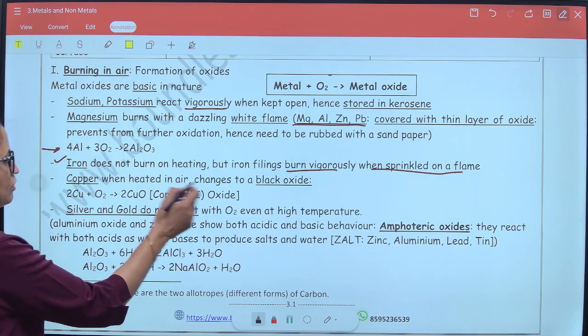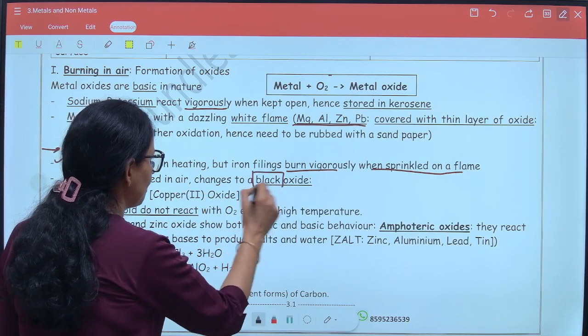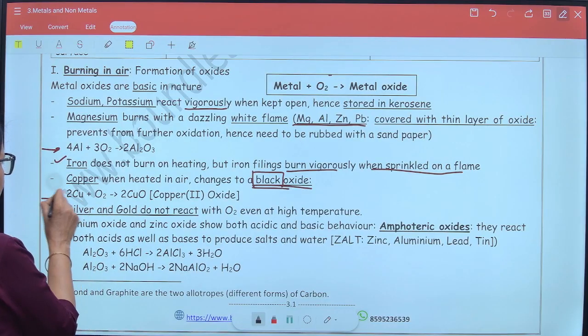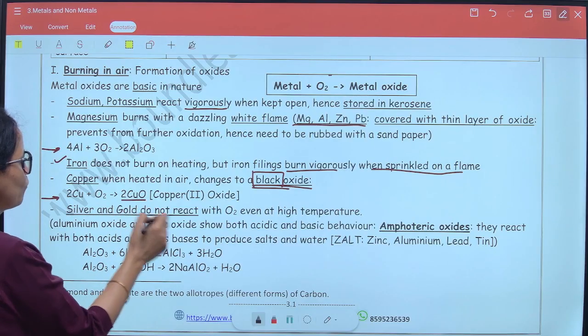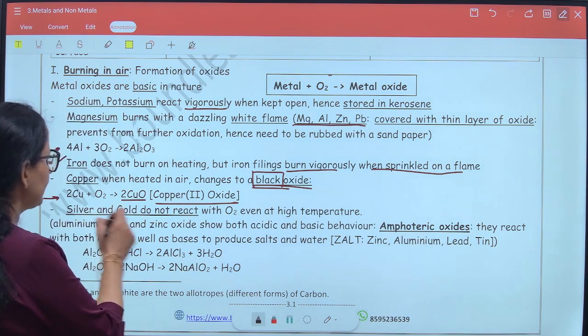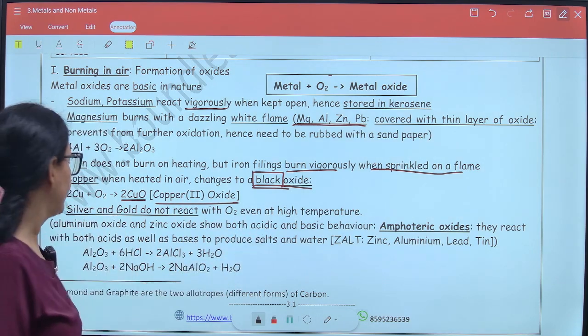Next, copper when heated in air changes to black oxide. You need to remember this black color of this copper oxide. The reaction is Cu plus O2 gives CuO, copper oxide. This is black in color. Silver and gold do not react with oxygen even at high temperature.